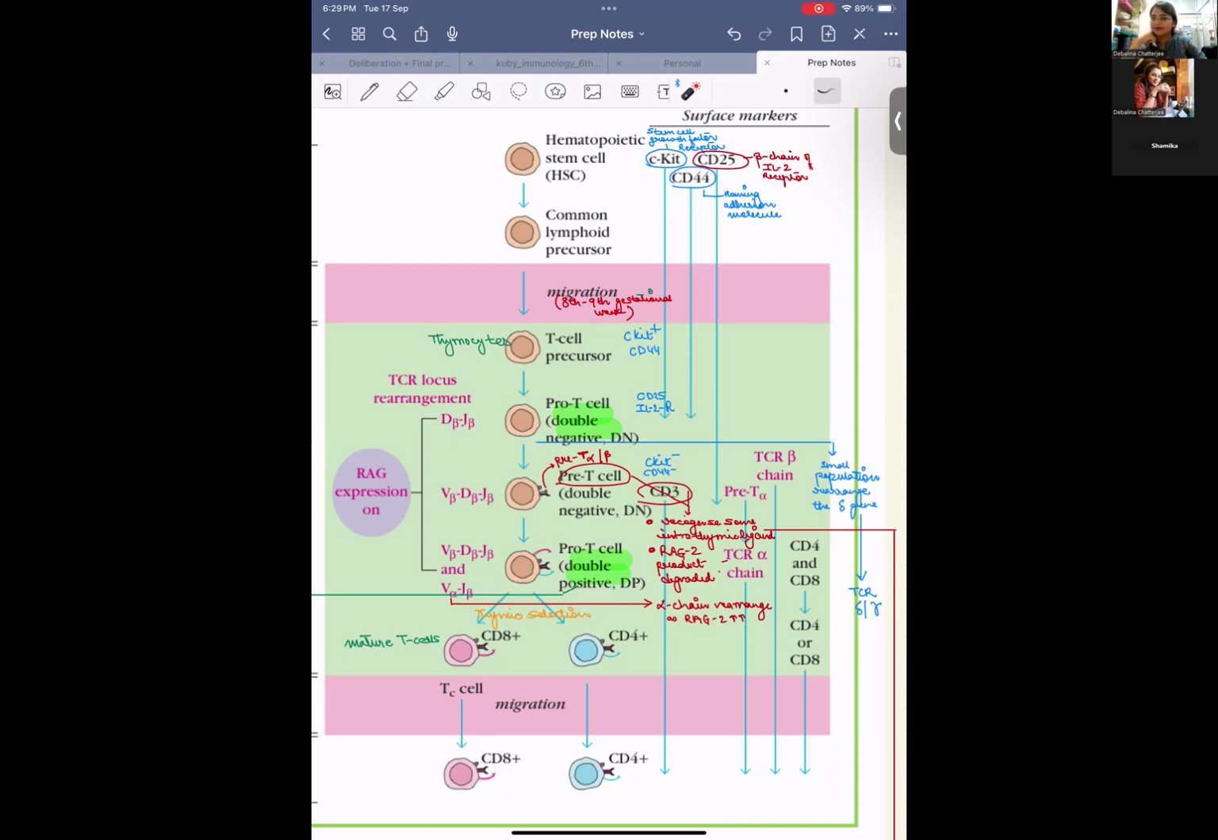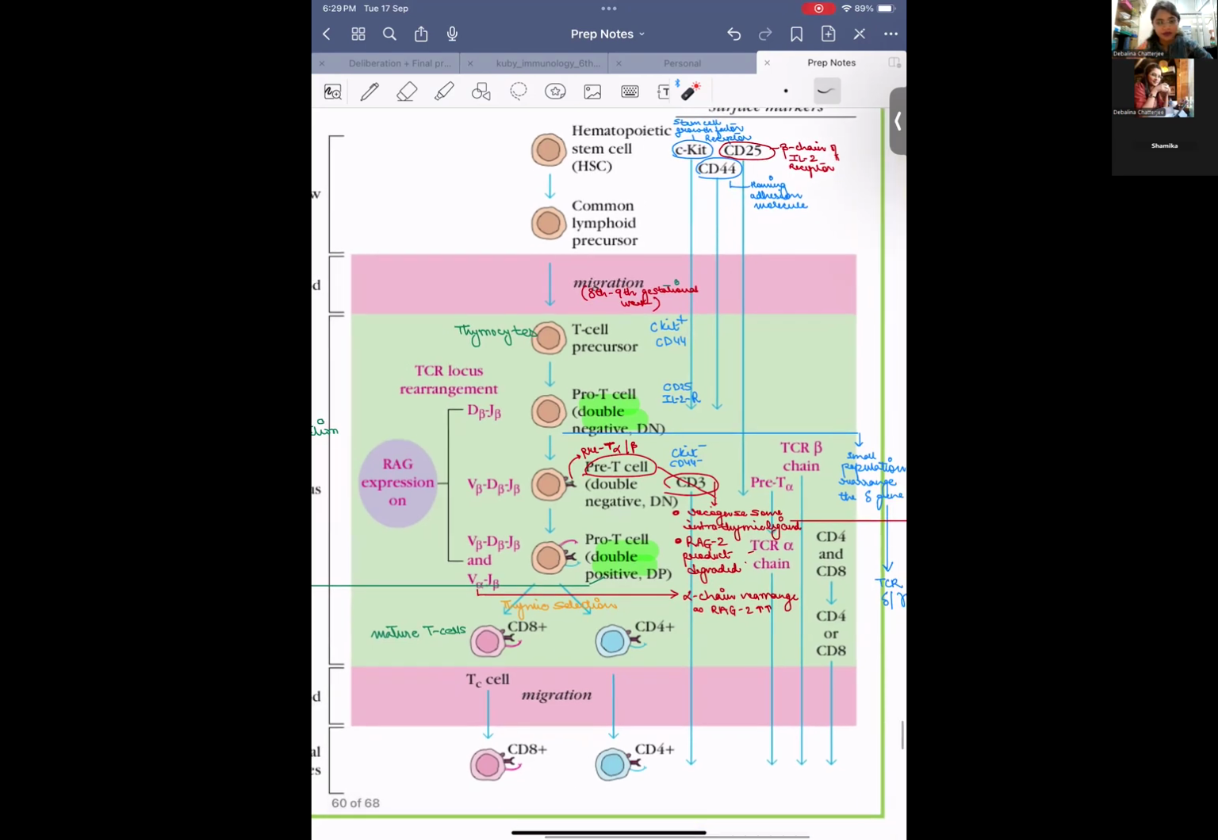I think that I'm not very much sure, but I think that RAG is the one which recognizes some expression sequences, and then it is helping in making the cuts along something. If I'm not wrong. No, you're not wrong. I think it's just that you are not able to explain it properly. Okay, you are right, what you're saying.